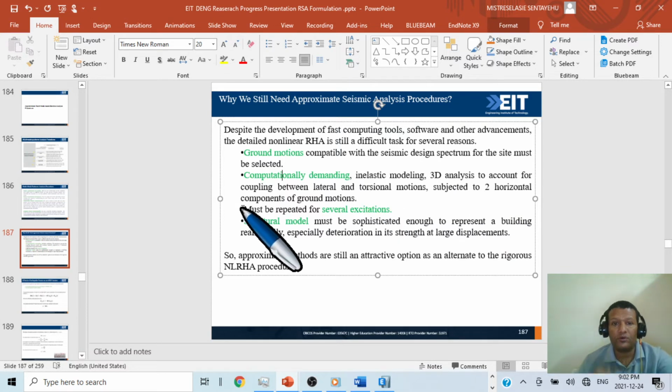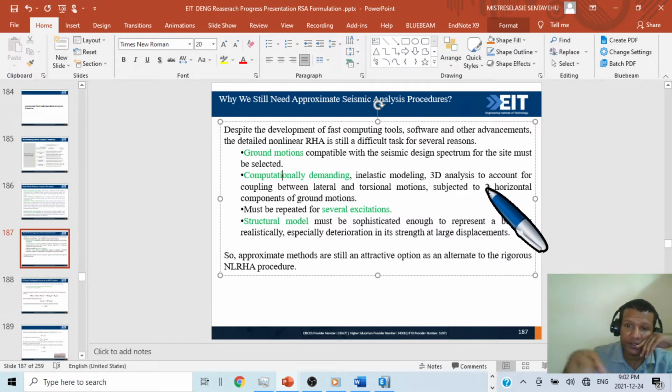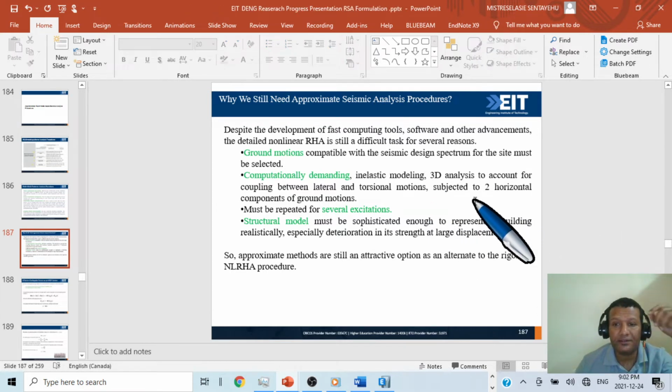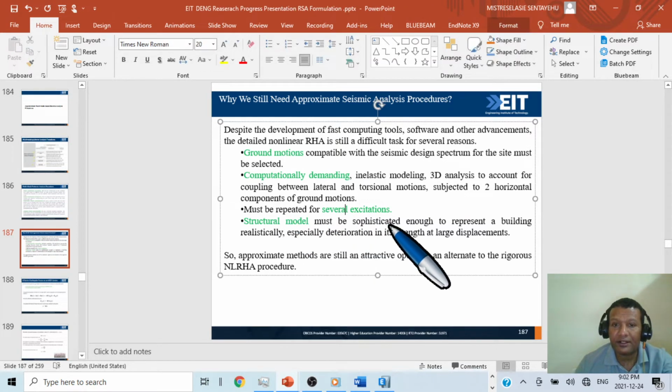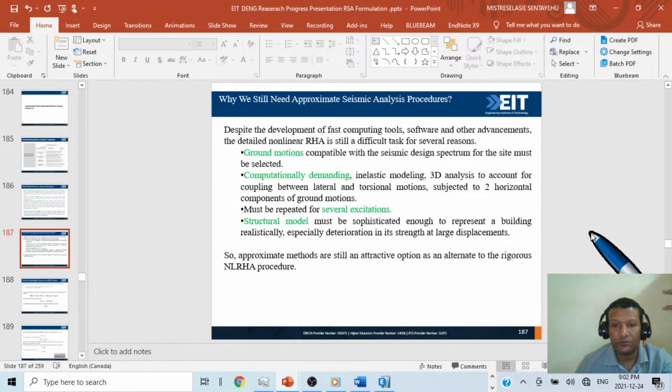It is computationally demanding in inelastic modeling, and 3D analysis is needed to account for coupling between lateral and torsional motions. It is subject to two directions, because as per code we have to apply x and y in the two directions. That is also another point. It must be repeated for several excitations, because as per code we need a minimum of 7, but for our research I use 11.